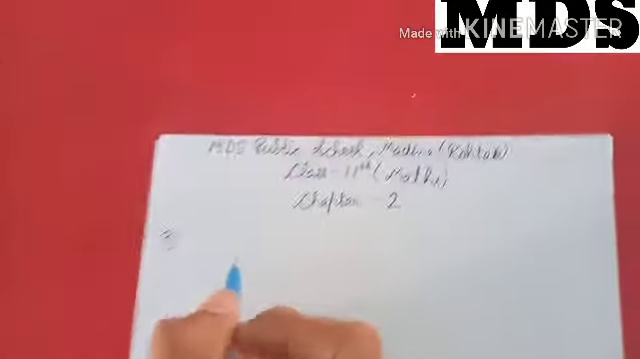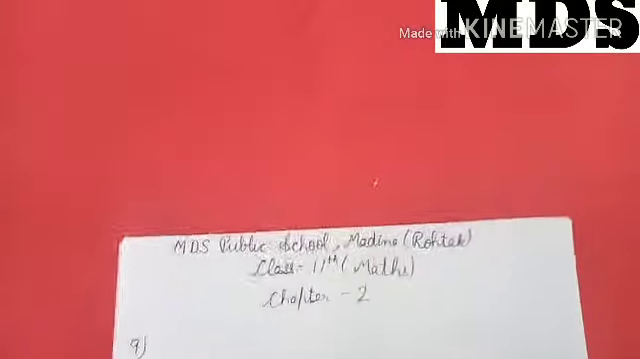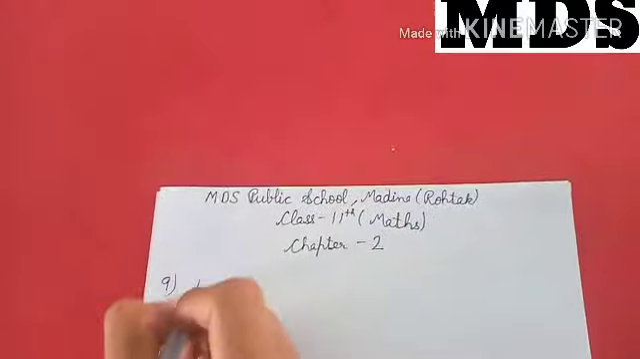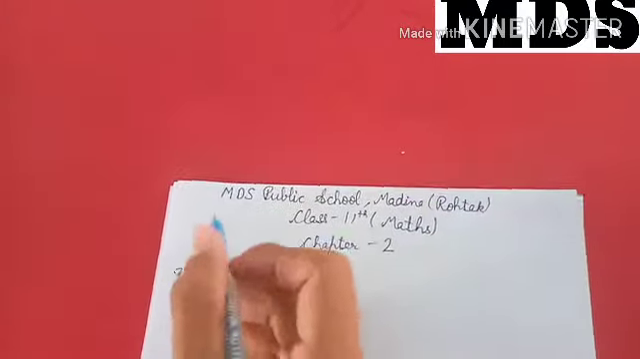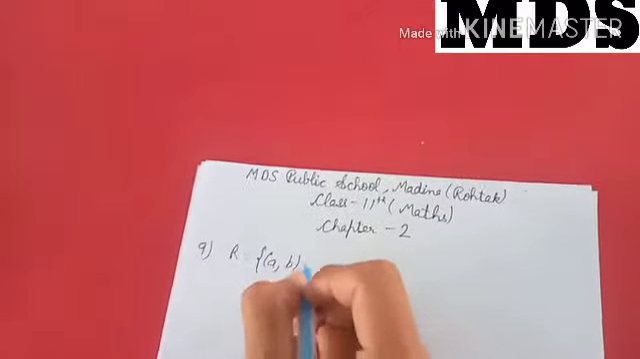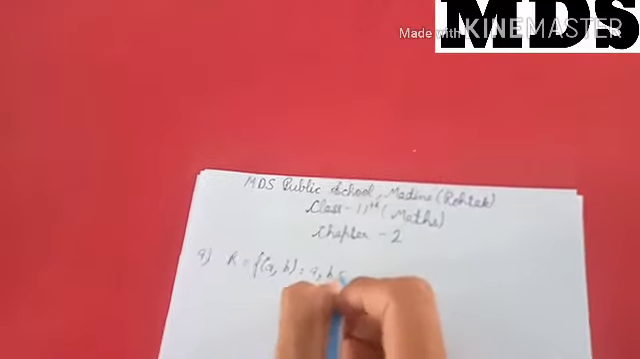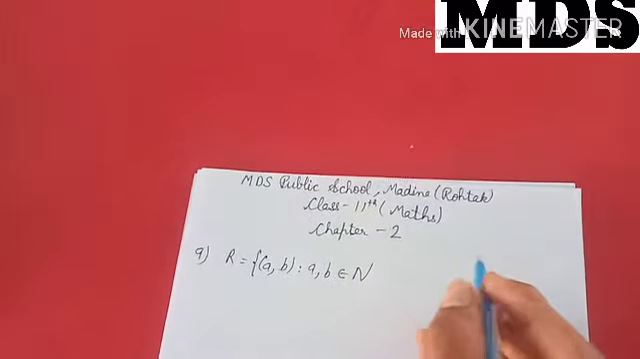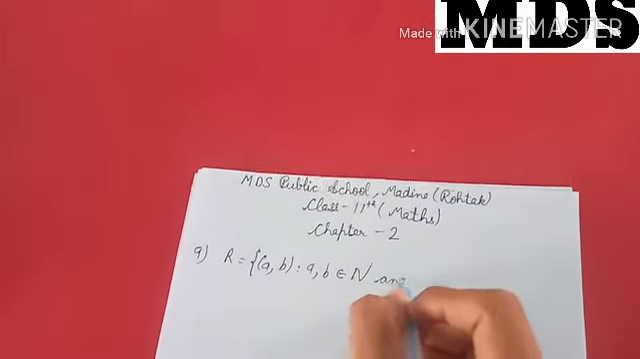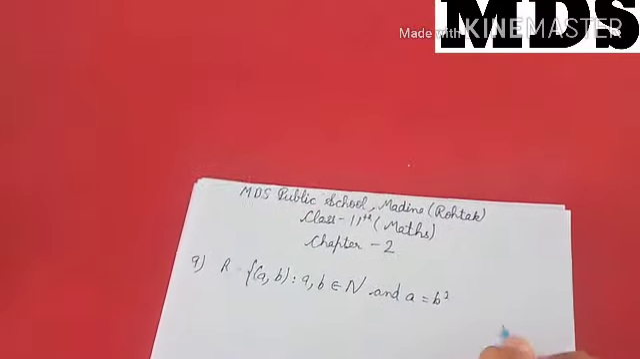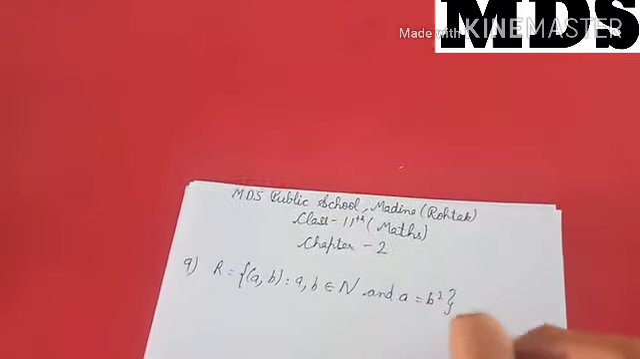Question number 9 says: let R be a relation from N to N defined by R, where R is a relation such that (a, b) is its Cartesian form, a and b both belong to N, N means natural numbers, and a is equal to b square. Okay, it is the relation.